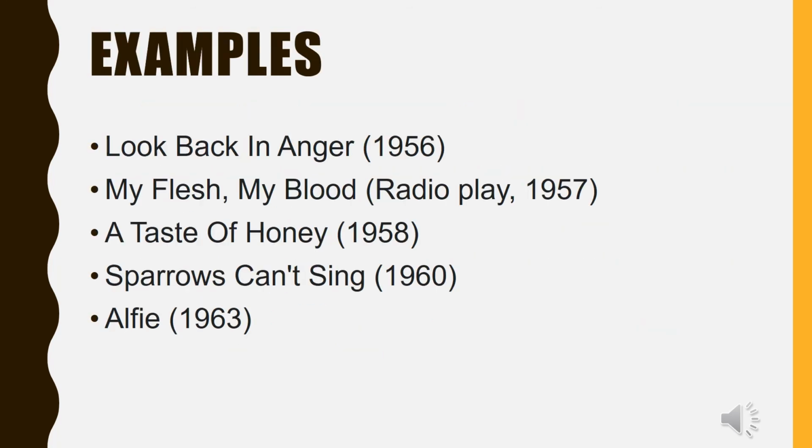These are some of the famous examples of kitchen sink dramas. The first being Look Back in Anger, 1956. My Flesh, My Blood, which was actually a radio play in 1957. A Taste of Honey, 1958. Sparrows Can't Sing, 1960. And Alfie, 1963. So if we read these plays, we shall come across all the features of kitchen sink drama in them.